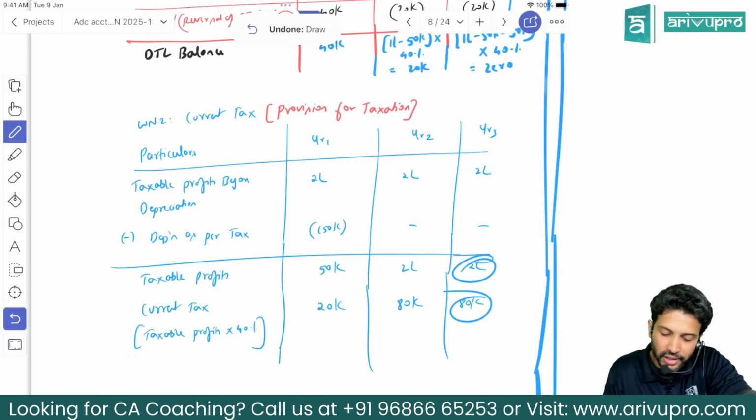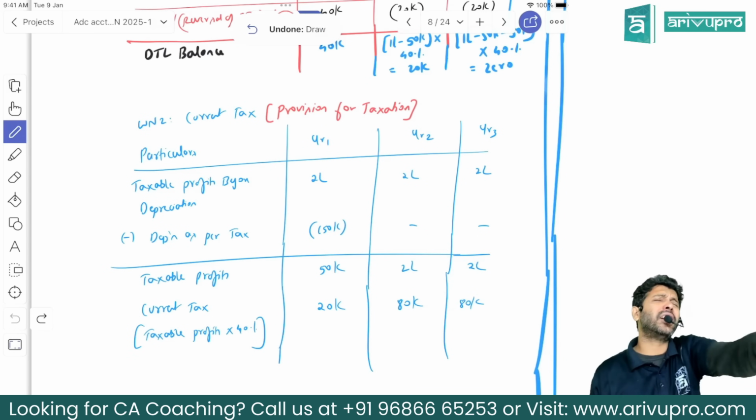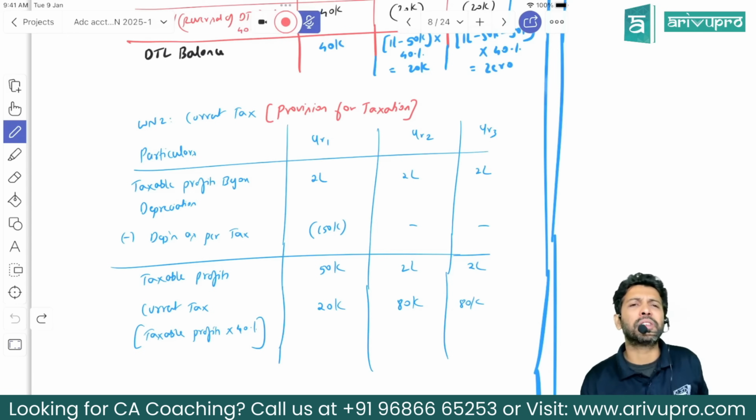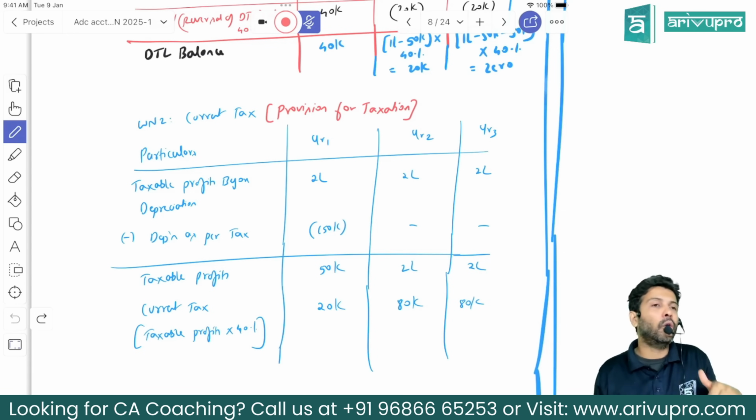80,000. 2 lakh ka 40% is how much? 80,000. Done. What is the journal entry for provision? You know this. What's the journal entry for provision for tax? For any provision, the journal entry is what? P&L account debit to provision.